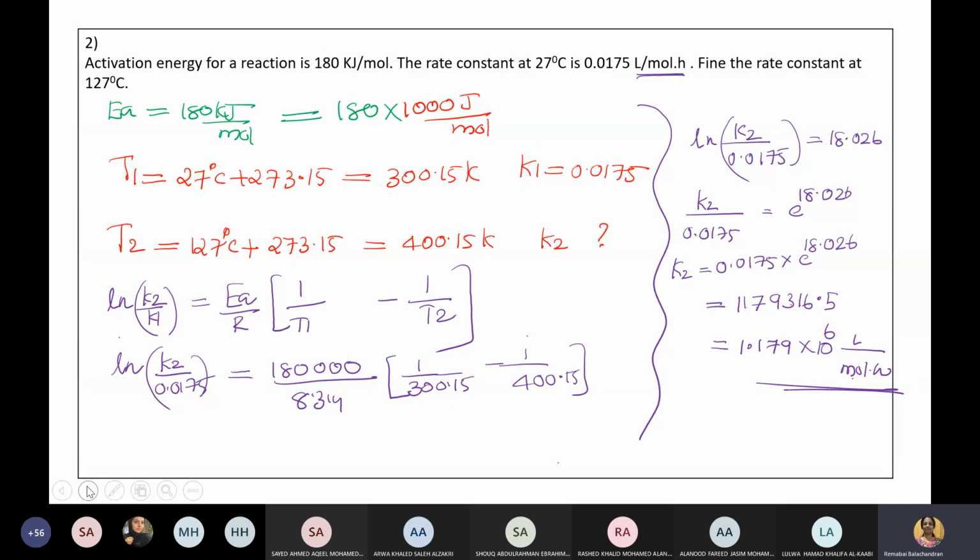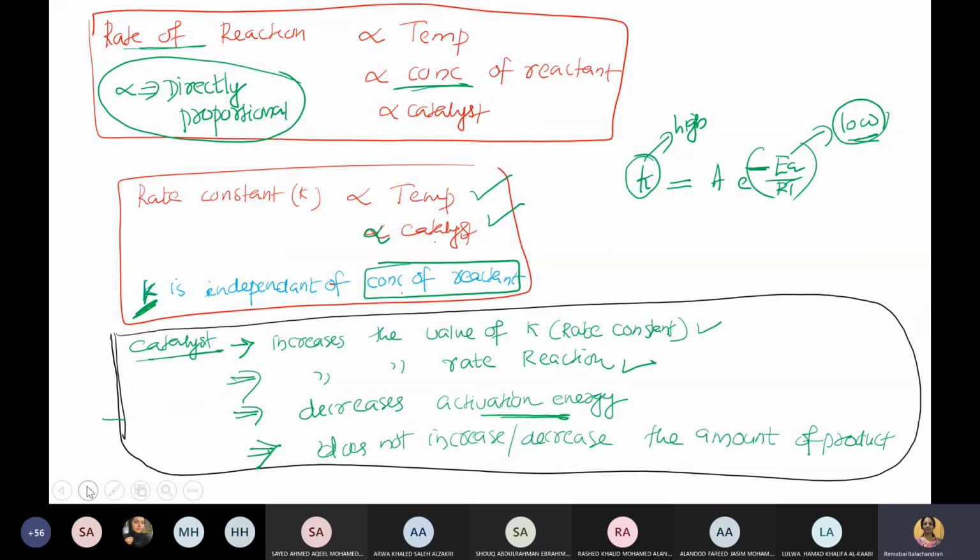Now I hope everyone understood all the things. Now I just want to tell a few things. This is just a review of what we did. Rate of the reaction is directly proportional to temperature. So if you increase the temperature, rate of the reaction will increase. It's directly proportional to the concentration. When you increase the concentration of the reactant, rate of the reaction will increase. It's directly proportional to catalyst. If you add a catalyst, rate of the reaction will increase.